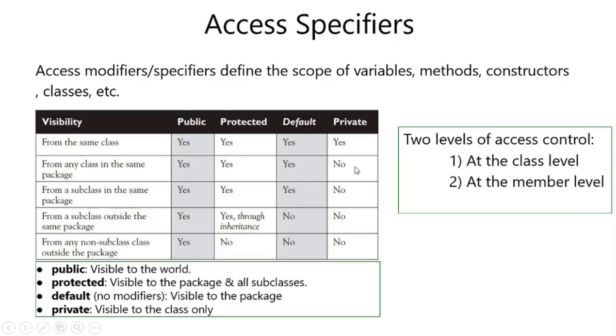And what is the last one? If you are declaring the member as private, then that will be accessible in the same class only. Hence here for the first row only yes is given. For all other rows, that means for accessing that member outside of the package, it is not possible. So here no is given. So public is accessible everywhere and private is accessible in the same class only. So this is about the access specifiers.